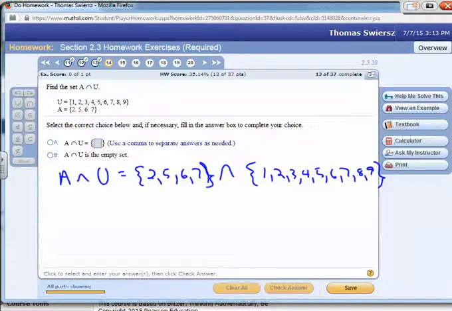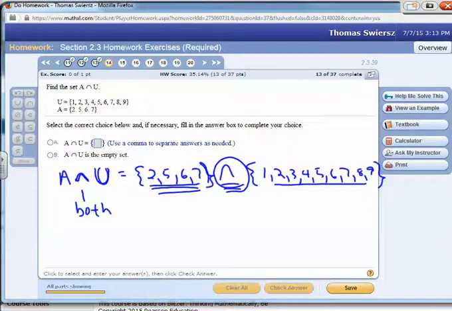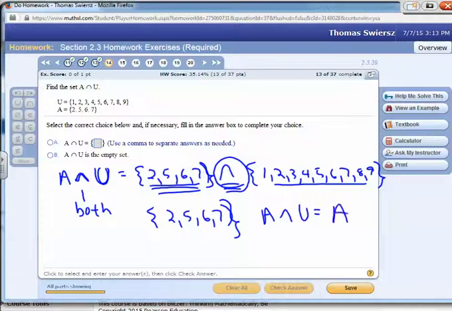Now intersect is what? Common to both. Since the universal is going to have everything, everything in A is also going to be in the universal. So A intersect the universal is going to be whatever's in A, right? Because you're not going to get any more, you're not going to get any less, because the universal contains everything, but the intersection has to be in both. So it's just going to be 2, 5, 6, 7. The generalization is that A intersect the universal set will be whatever is in A, because the universal has everything.